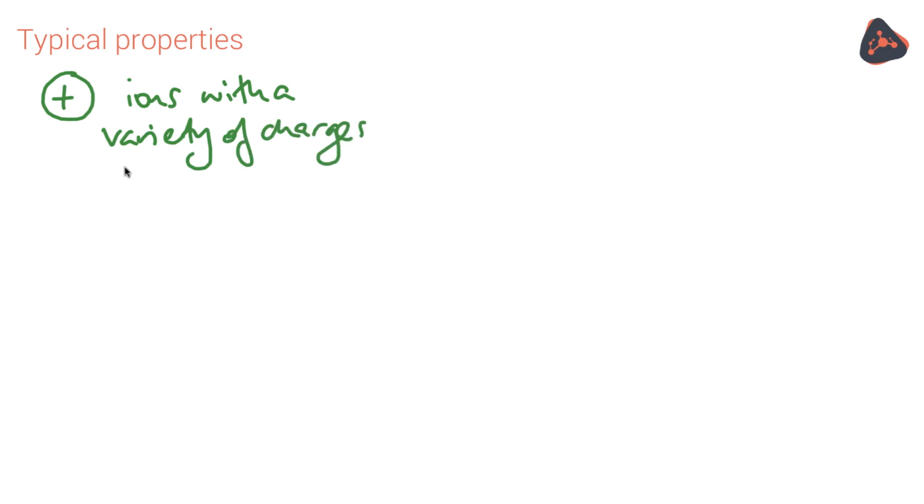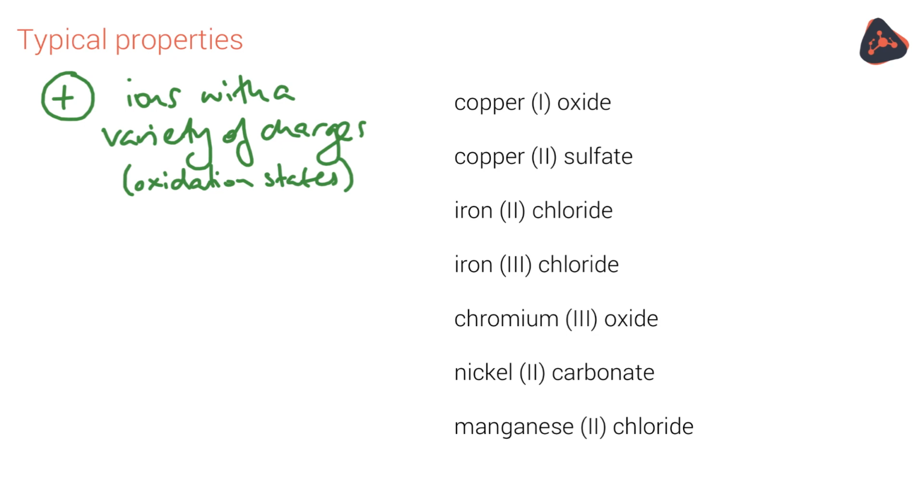As with the group 1 metals, all transition metals will form positive ions. However, the interesting thing about transition metals is that they form ions with a variety of different charges. These variable charges are also called oxidation states. You might come across this in other parts of the course. Because they can have a variety of charges, they have a particular way of being named so that it's clear what charge that particular ion has.